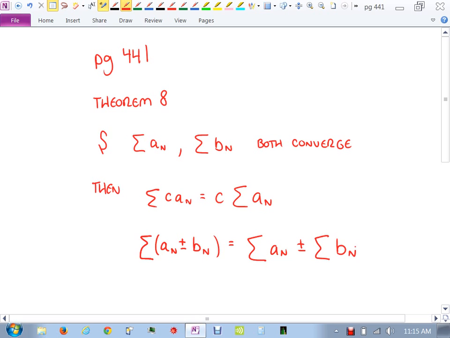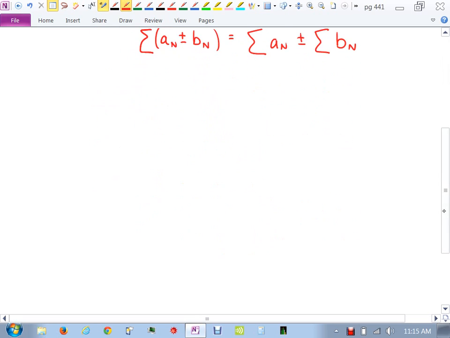So let me show you an example of where this theorem would not work, because I think most people want to apply this theorem all the time, and it just doesn't work this way. Let's say you have something like this. Sum of 1 over n minus 1 over n plus 1.